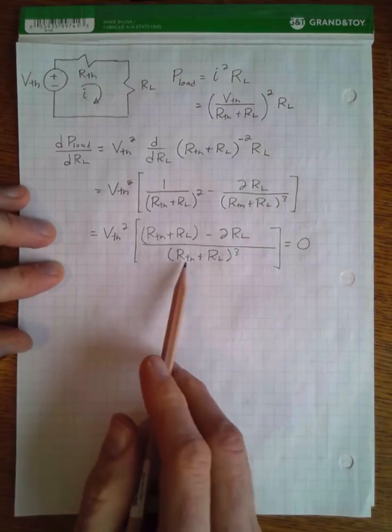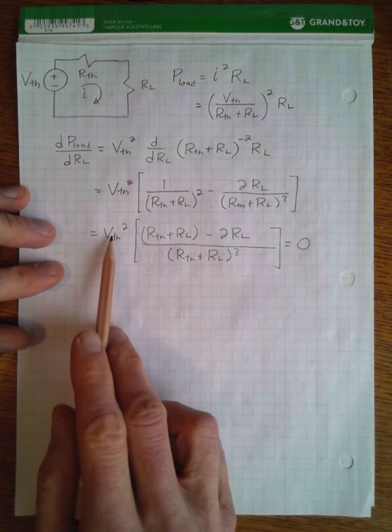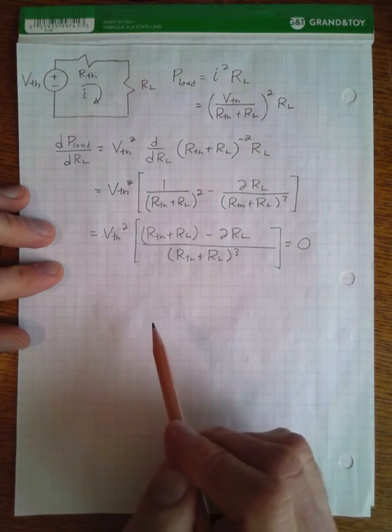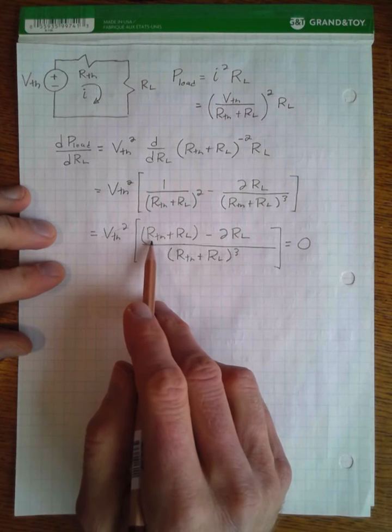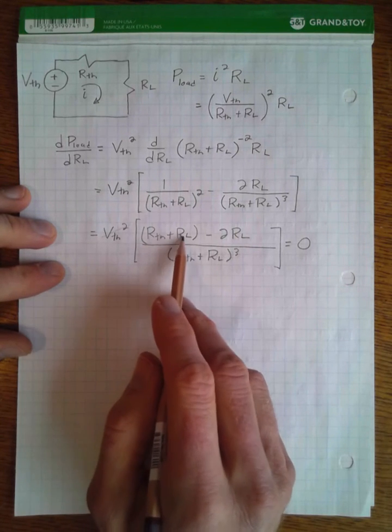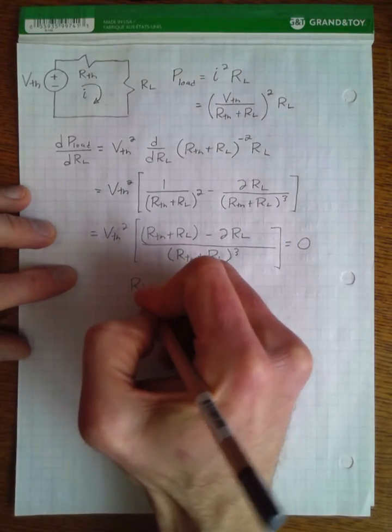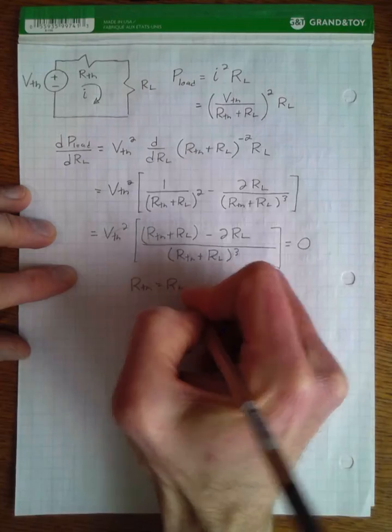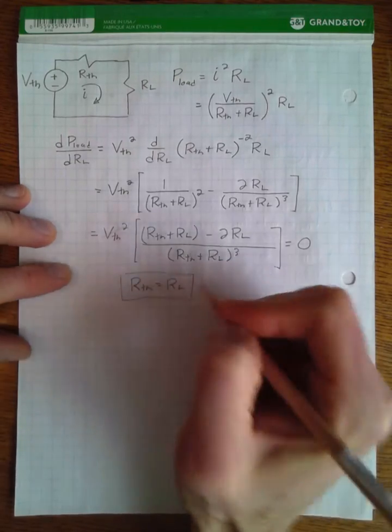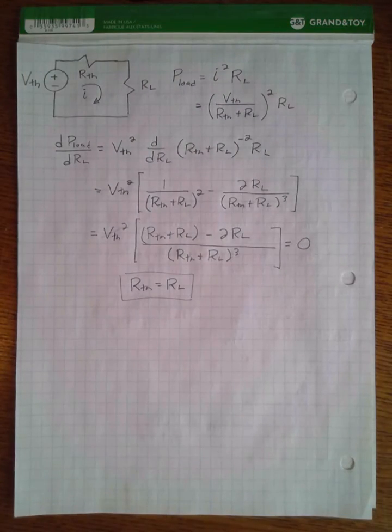And so when we set it equal to 0, we can get rid of this term, we can get rid of this denominator, and then we just have R Thevenin plus RL minus 2RL is equal to 0, which gives us the result R Thevenin equal to RL. And so basically, if we want to deliver the maximum amount of power to our load, we have to set our load resistance equal to the exact value of the Thevenin equivalent of the internal resistances of our circuit.